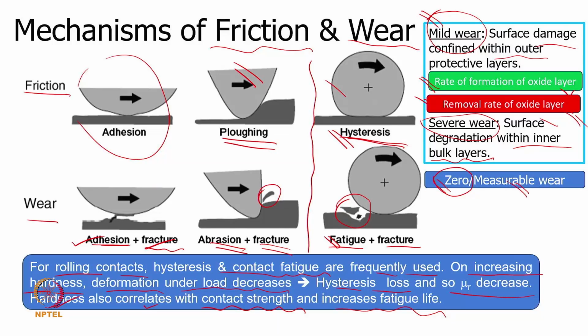The other one is measurable wear, where we count ultra mild wear, moderate wear and severe wear. That is measurable. Measurement can be done by weight loss or volume loss.